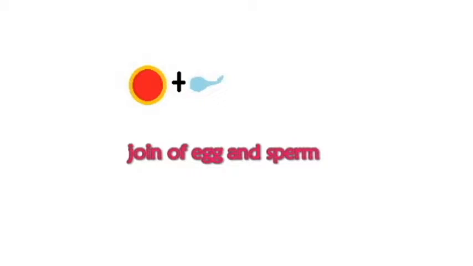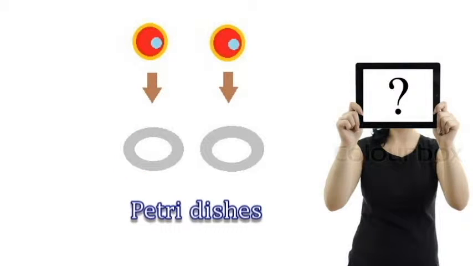Naturally, twins appear after the join of egg and sperm and the split of the cell in the womb of the original mother. Artificial embryo twinning intervenes in this process by moving 2 split cells and allowing them to develop in 2 different petri dishes. Then, the embryos are placed into a surrogate mother.